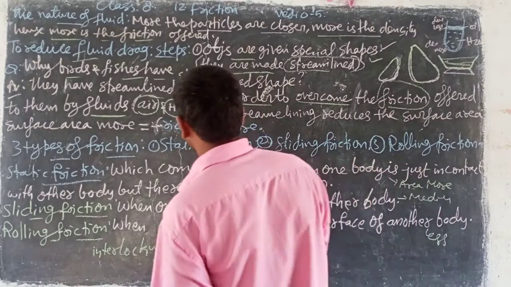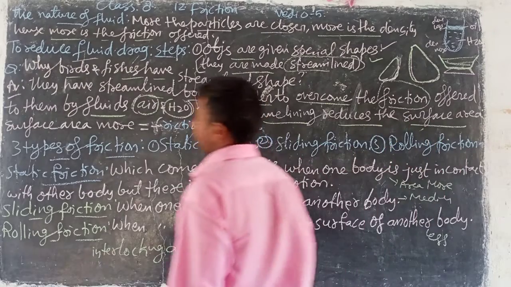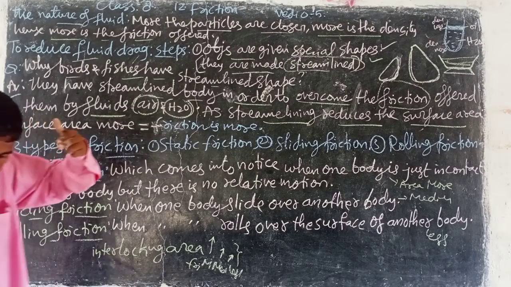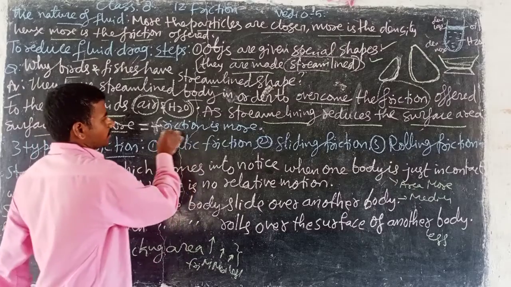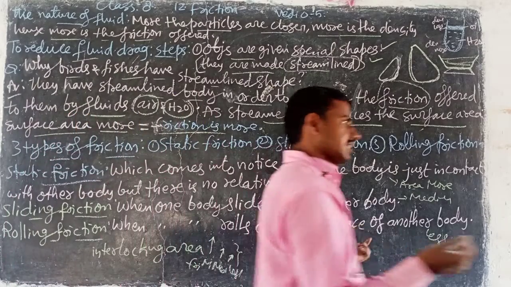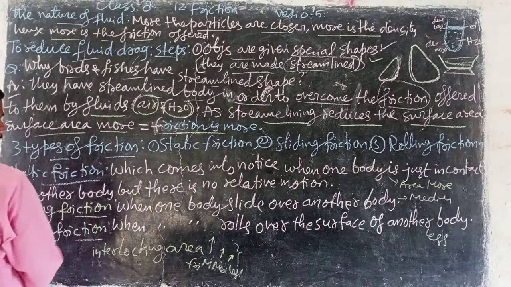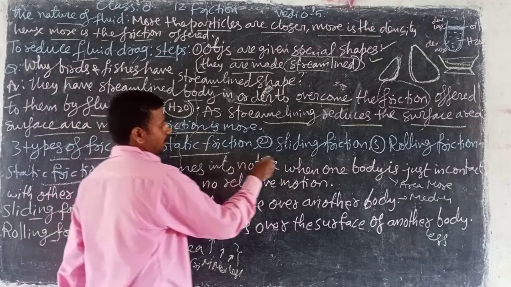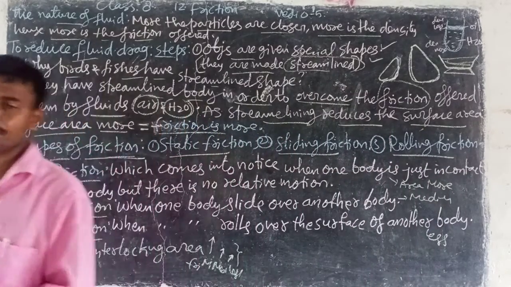Streamlining reduces the surface area. Yes, streamlining can reduce the surface area, whether downside, upside, head side, tail side, whatever. If surface area is more, automatically friction is more. Simple. And look here, three types of friction are there: one static friction, one sliding friction, one rolling friction. These three types will compulsorily come in the exam.